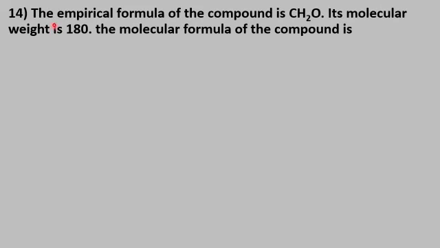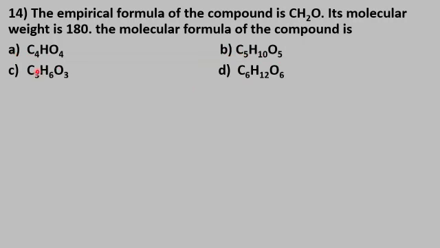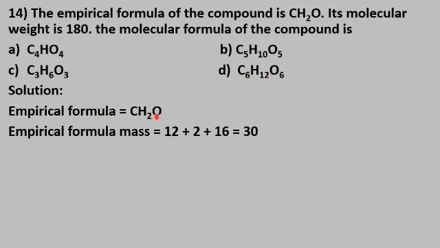Question number 14. The empirical formula of the compound is CH2O. Its molecular weight is 180. The molecular formula of the compound is dash. Option A C4H4O4, option B C5H10O5, option C C3H6O3, and option D C6H12O6. Solution: empirical formula is equal to CH2O, that is given.